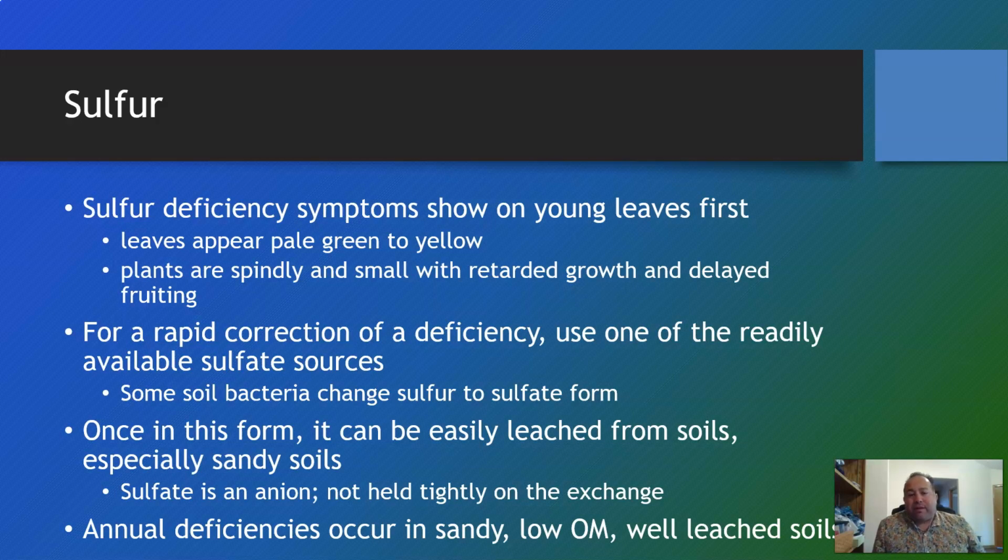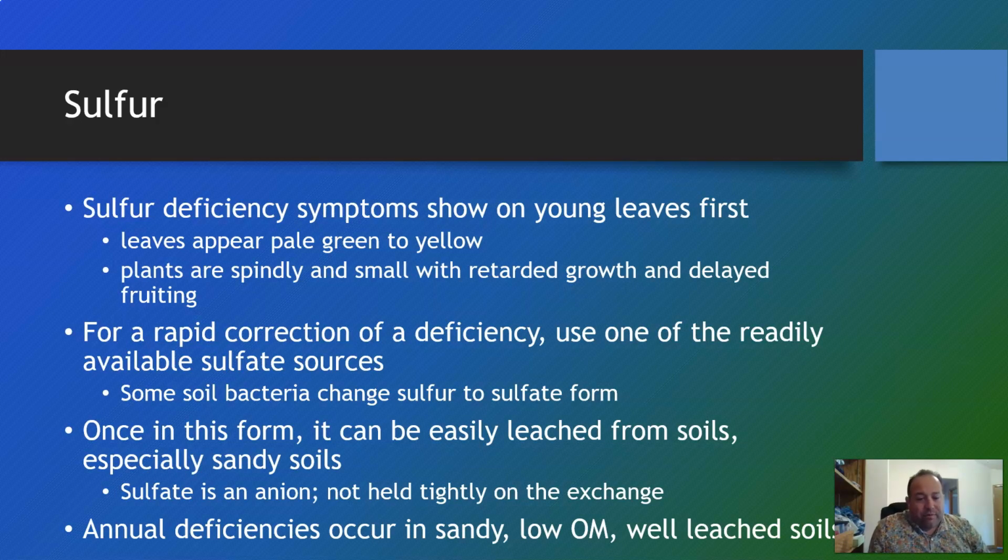There are some soil bacteria that can change sulfur to sulfate, so that would also help. But once it's in that sulfate form, it's really easily leached from soils, especially in sandy soil. So the big thing is, if you have a sandier soil, you're going to get an inefficient use of your sulfur. You're going to have to put a lot of sulfur on, because you're going to lose the majority of it through the soil, because sulfur's not tightly held in exchange.